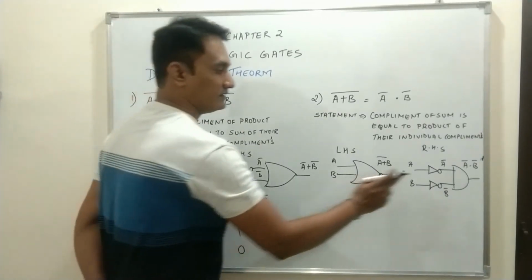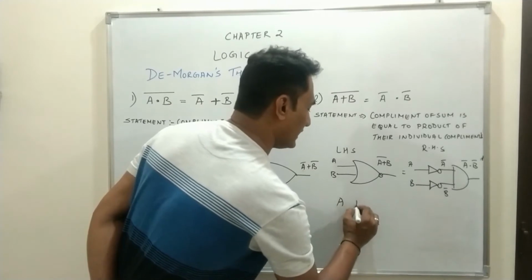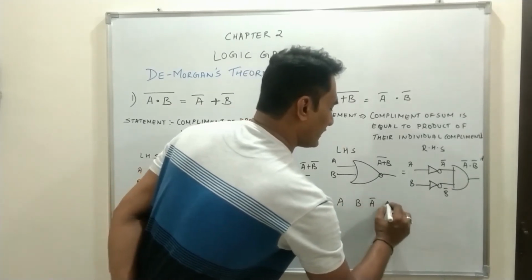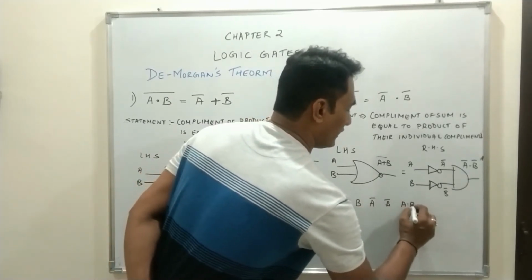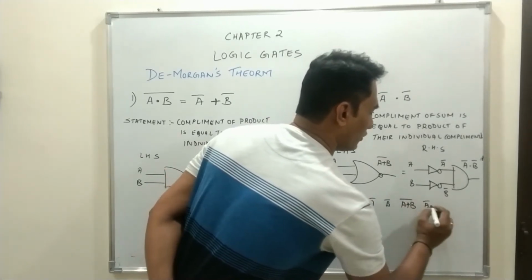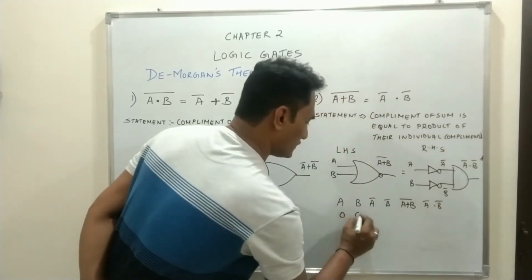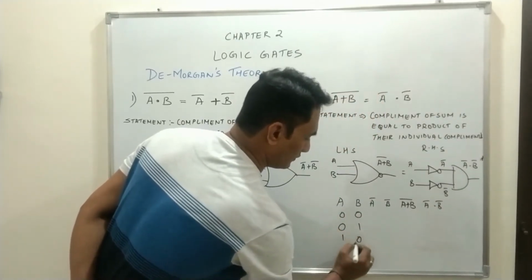So this is the left hand side, this is the right hand side, and then the last step is to write the truth table. A, B, A bar, B bar, (A dot B) whole bar, (A plus B) whole bar, A bar dot B bar. So 0 0, 0 1, 1 0, 1 1.